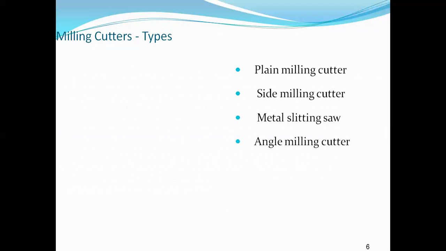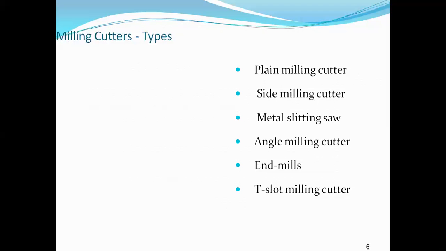Some of the types of milling cutters are: plain milling cutter, side milling cutter, metal slitting saw, angle milling cutter, end mills, and T-slot milling cutter. These are the types of milling cutters we are going to discuss today.